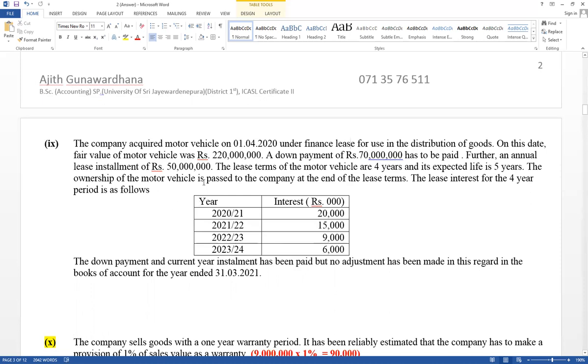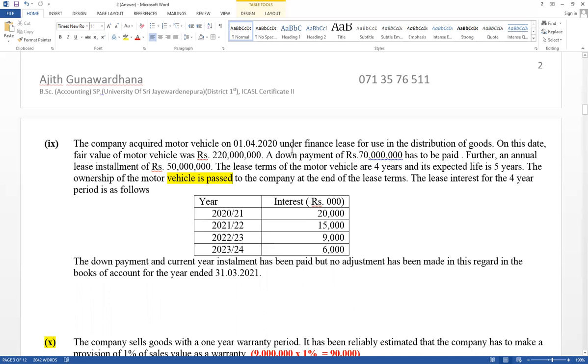The ownership of the motor vehicle is passed, which is relevant for the depreciation calculation for the year. At the end of the lease period, ownership of the motor vehicle is passed to the company. Lease interest for the 4-year period is given. Then the down payment and current year lease installment have been paid, but no adjustment has been made in this regard in the books of accounts.